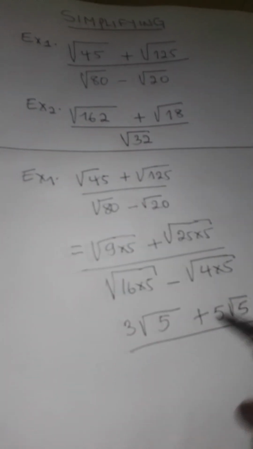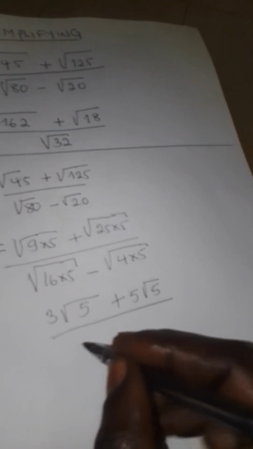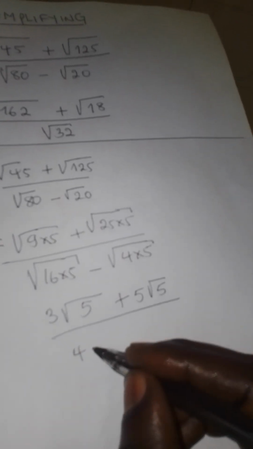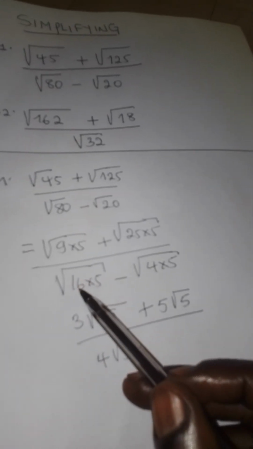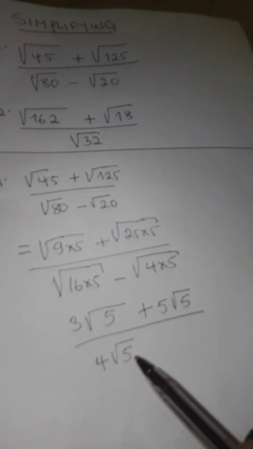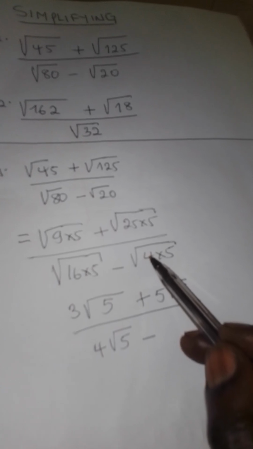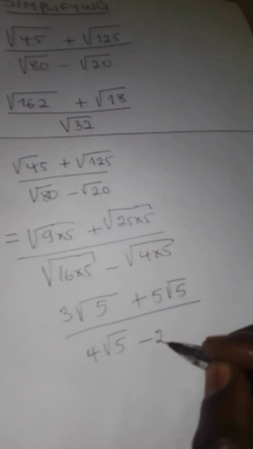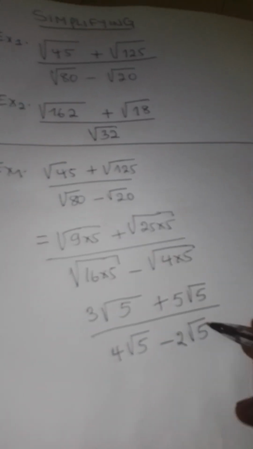Over 4 out of the root, then root 5, because square root of 16 is equal to 4. Now minus here root 4, and square root of 4 is 2. Now we put 2 out of the root. Then we write 5 inside the root.